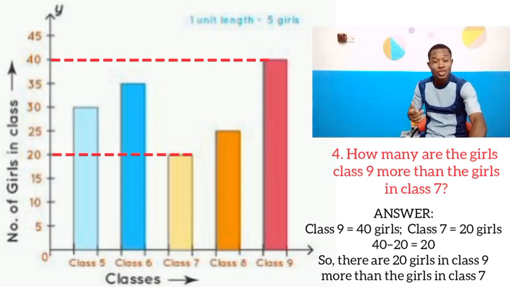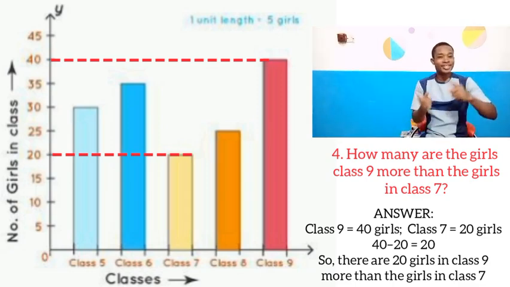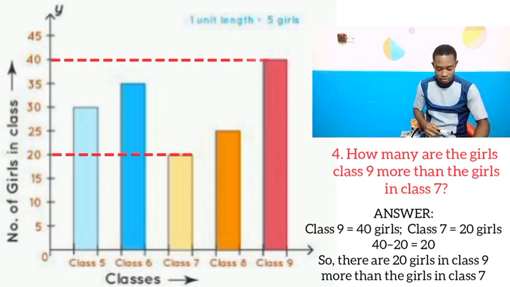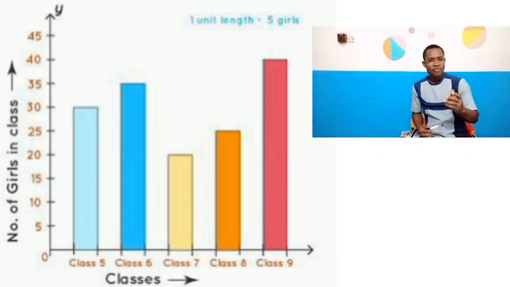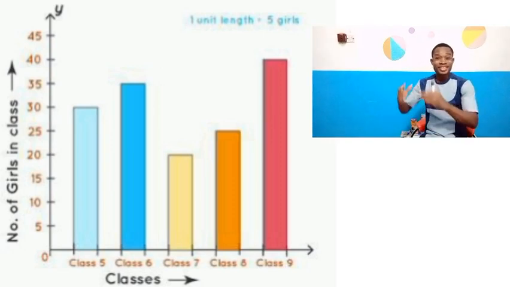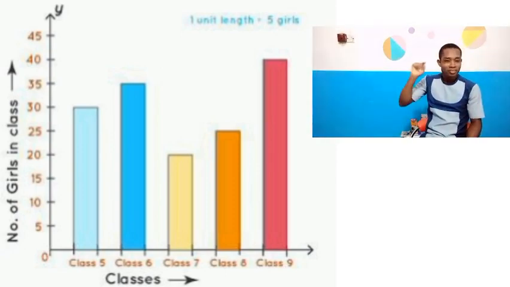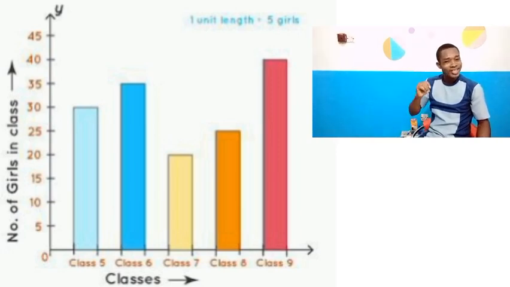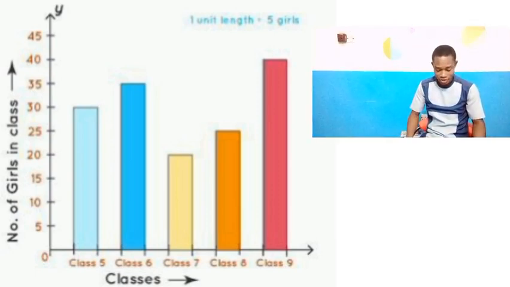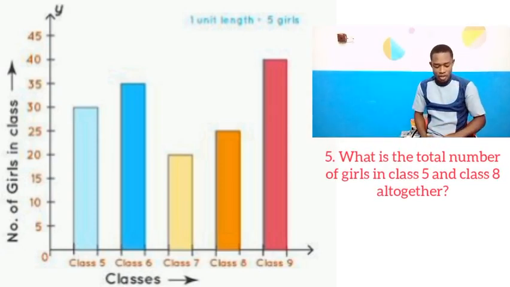So class 9 has 20 more girls than the number of girls in class 7. Are you following what I'm explaining, right? We are interpreting our questions from this bar chart. That is why we say that bar chart is also a statistical tool used for data interpretation and of course presentation. Question number 5. What is the total number of girls in class 5 and class 8 all together?